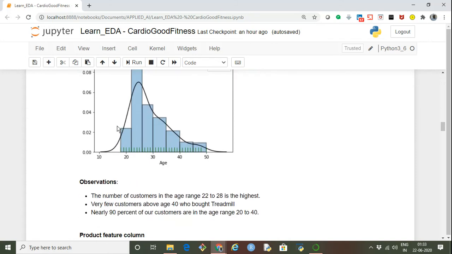Based on the distribution, the following observation we have derived, that the number of the customers in the range of 22 to 28 is the highest. So there is 22 to 28 somewhere here. So this is the highest number of customers fall in this range. Very few customers are in the 40 plus range, and nearly 90% of the customers were there in the range of 20 to 40.